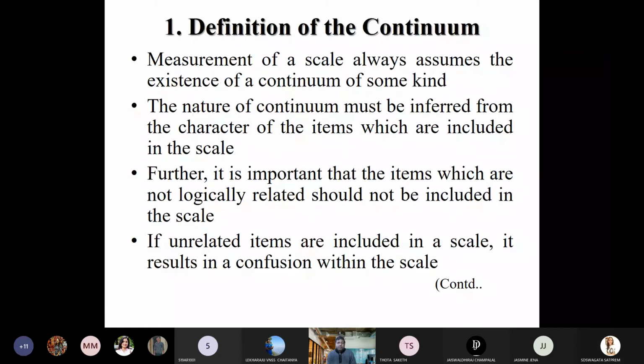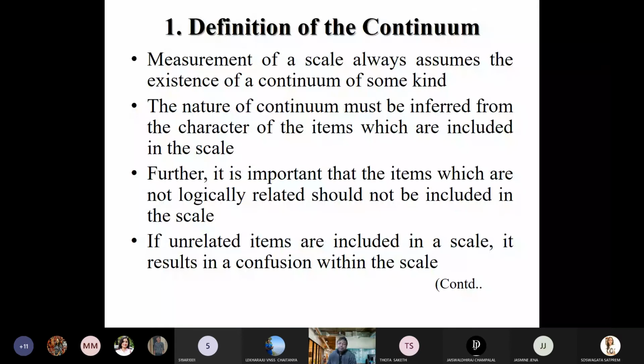Definition of the continuum. The measurement of a scale always assumes the existence of a continuum of some kind. Continuum here means that when I put forward any concept and make certain differences, I should clearly mention what exactly it is going to reflect. If it is not clearly mentioned, then it is quite difficult to measure.